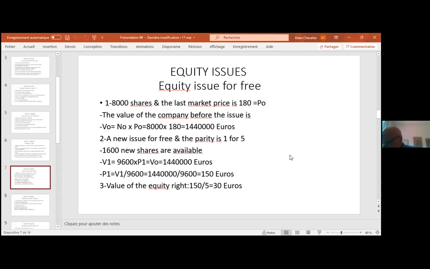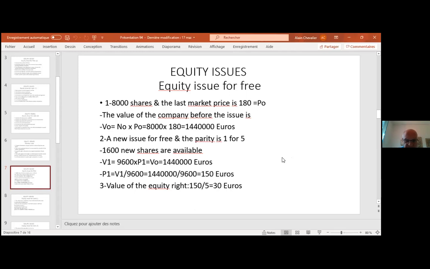Of course, this is a question of comparison and arbitrage. If the market is not very liquid and the arbitrage is not so good, and the price of equity rights on the market during the transition period is less than 30, you had better buy equity rights and go to the bank instead of buying a new share directly at 150. Okay, so that's how it works.